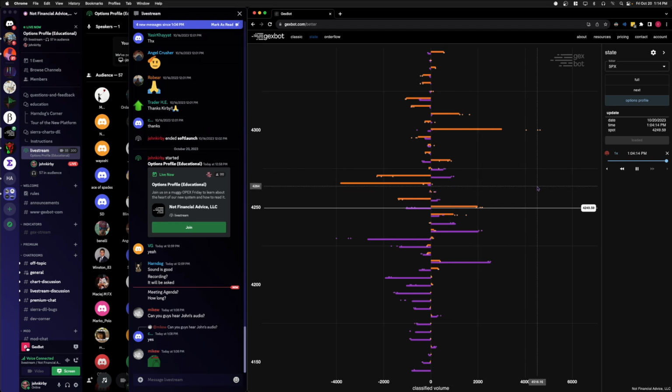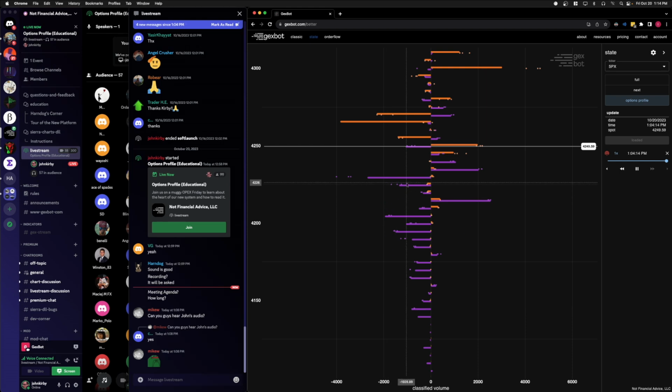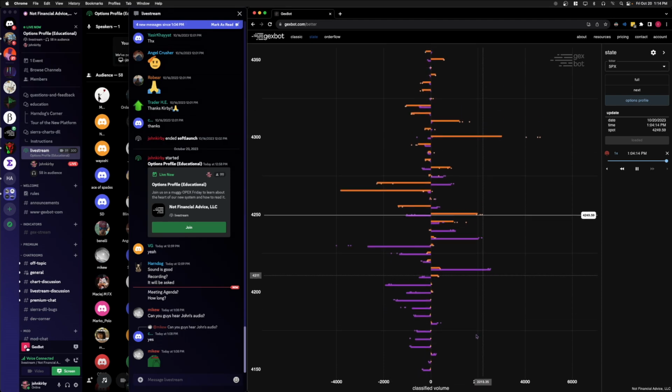So from a purely non-options perspective, if somebody's sold 2,000 of these 4230s, that means they're willing to buy the market at that strike. So when you look down and you see this dense population of sold puts all the way down, it means we essentially have limit buy orders underneath the market all the way down here.